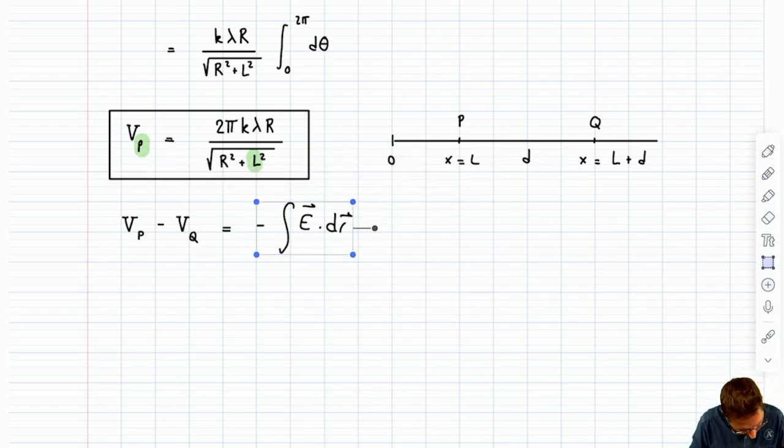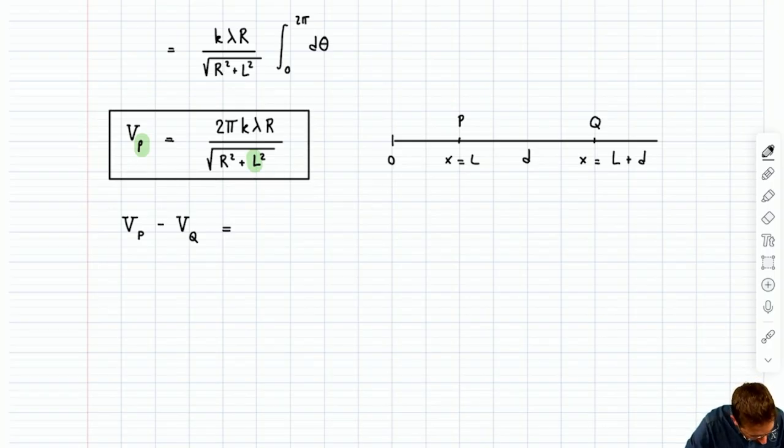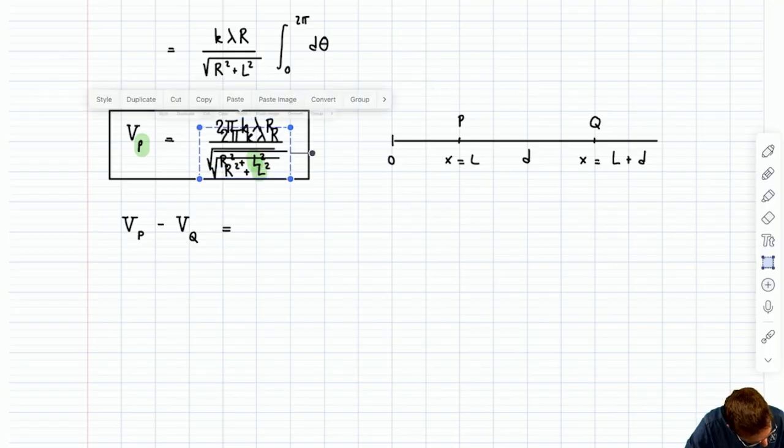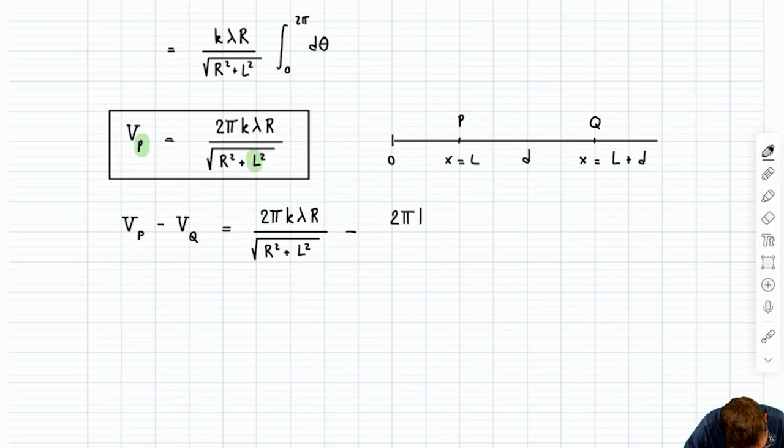Instead, I'm going to say, okay, well, look, I just figured out V at point P, right, when we're a distance L away. So it's going to be this, that's VP, right? And then minus VQ. Well, what's VQ? Well, VQ is the same thing. It's 2 pi k lambda r divided by the square root of r squared. The only difference is that instead of L, it's L plus D, all right?